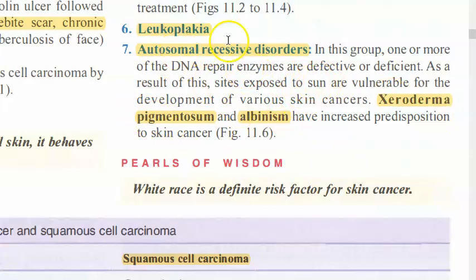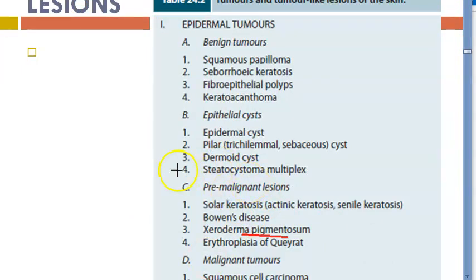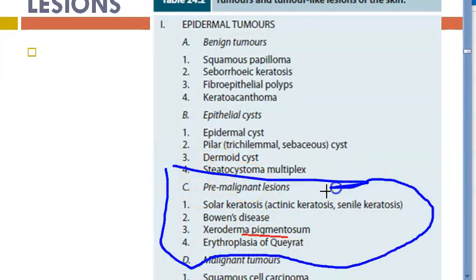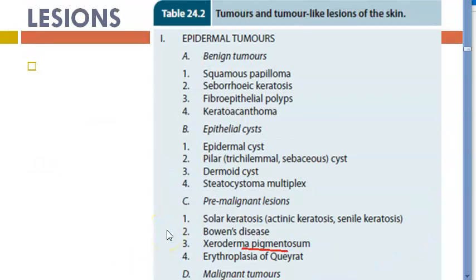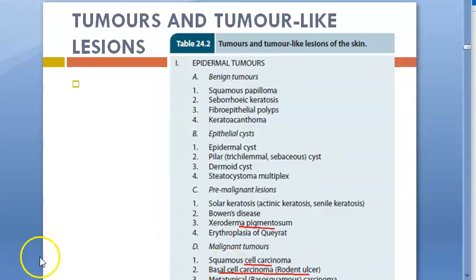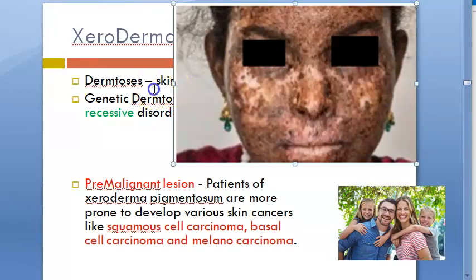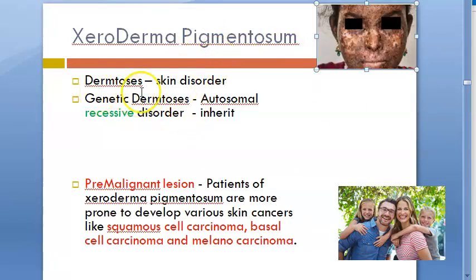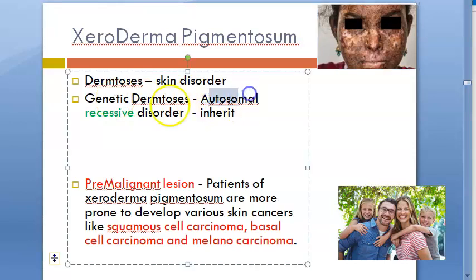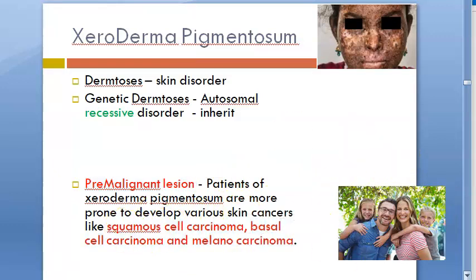So basically what these people have is some autosomal recessive condition, is it? Let us look at this. This is from the pathology textbook. If you see pre-malignant conditions, the same thing, but just a few examples like solar keratosis, Bowen's disease, xeroderma pigmentosum, erythroplasia of Queyrat. All this we have learned in skin, right? Erythroplasia of Queyrat also, you can remember that. So now look at xeroderma pigmentosum. You should remember this, guys, a pre-malignant condition. Basically it's a skin disorder. It is autosomal recessive. Guys, it is recessive. So it's a pre-malignant lesion. It can lead to squamous cell carcinoma, basal cell carcinoma, melanoma, etc.